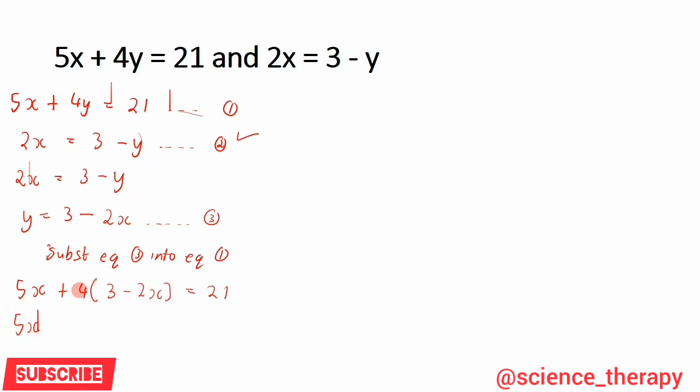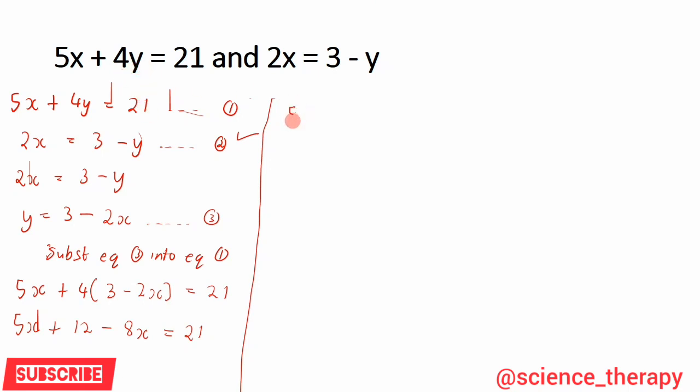4 times 3 here gives us 12. And then we have 4 times negative 2x, that gives us negative 8x, and that's equal to 21. Now at this stage, what do you want to do? At this stage, we want to have all the terms with x on the left hand side and all the constants on the right hand side.